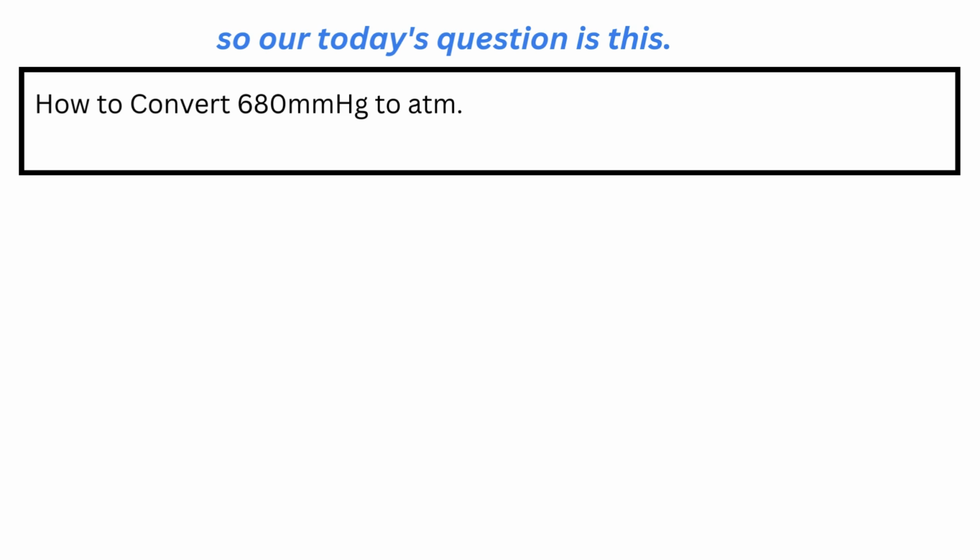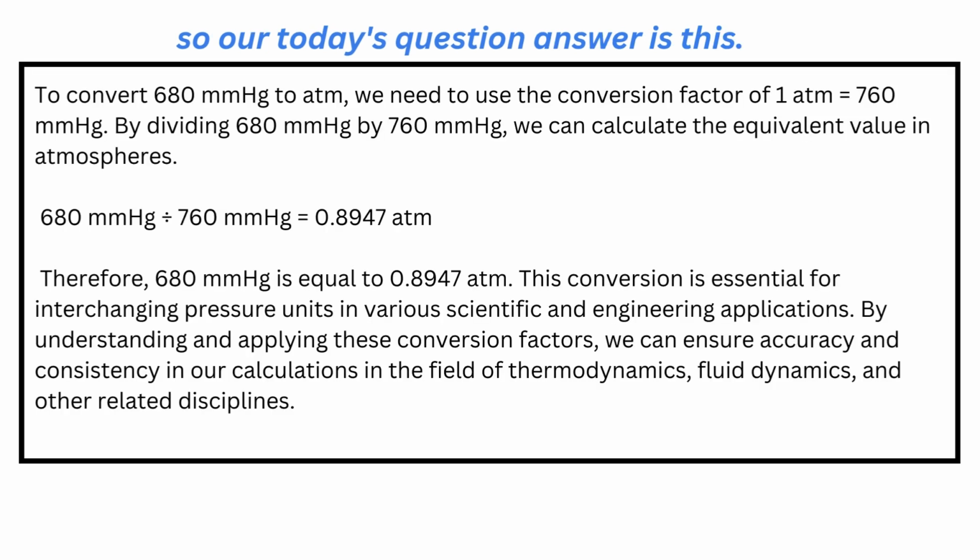How to convert 680 mm Hg to ATM? Correct answer: to convert 680 mm Hg to ATM we need to use the conversion factor of 1 ATM equals 760 mm Hg. By dividing 680 mm Hg by 760 mm Hg we can calculate the equivalent value in atmospheres. 680 mm Hg divided by 760 mm Hg equals 0.8947 ATM. Therefore, 680 mm Hg is equal to 0.8947 ATM.